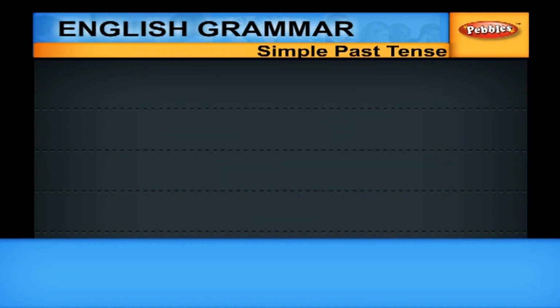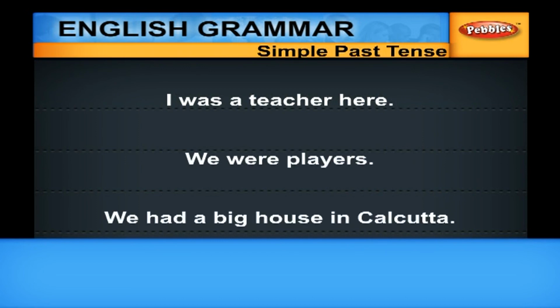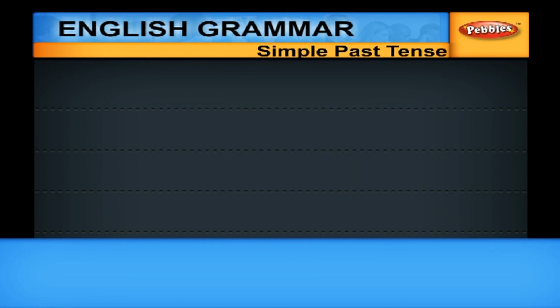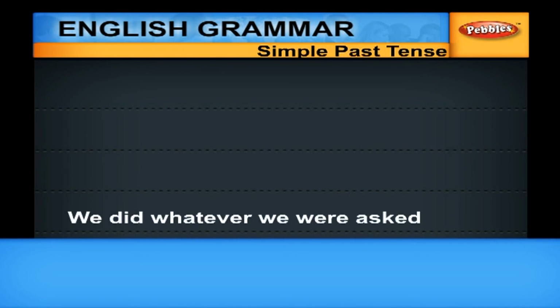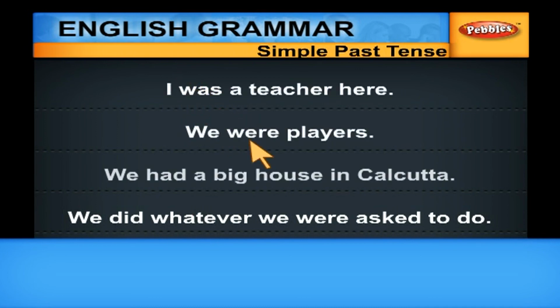I will give you some examples here. I was a teacher here. We were players. We had a big house in Calcutta. And then, what can I say? We did whatever we were asked to do. In these instances, an auxiliary verb was, were, had, did are being used as main verb. Can you see it?